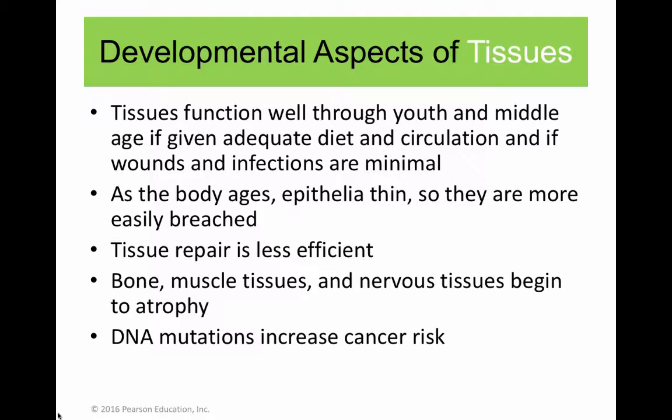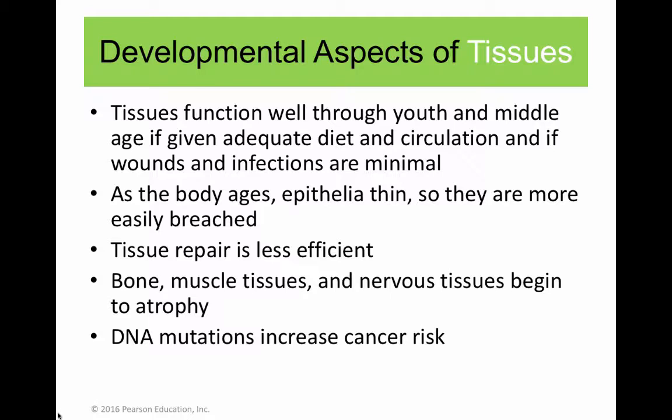Tissue functions well through youth and middle age, given adequate diet and circulation, and if wounds and infections are minimal. As the body ages, the epithelial tissue thins, so it is more easily breached. That's why when you talk to older people, it seems like they can get hurt so easily, or their skin seems paper thin and sometimes just tears. That's because it does get thinner as you age.